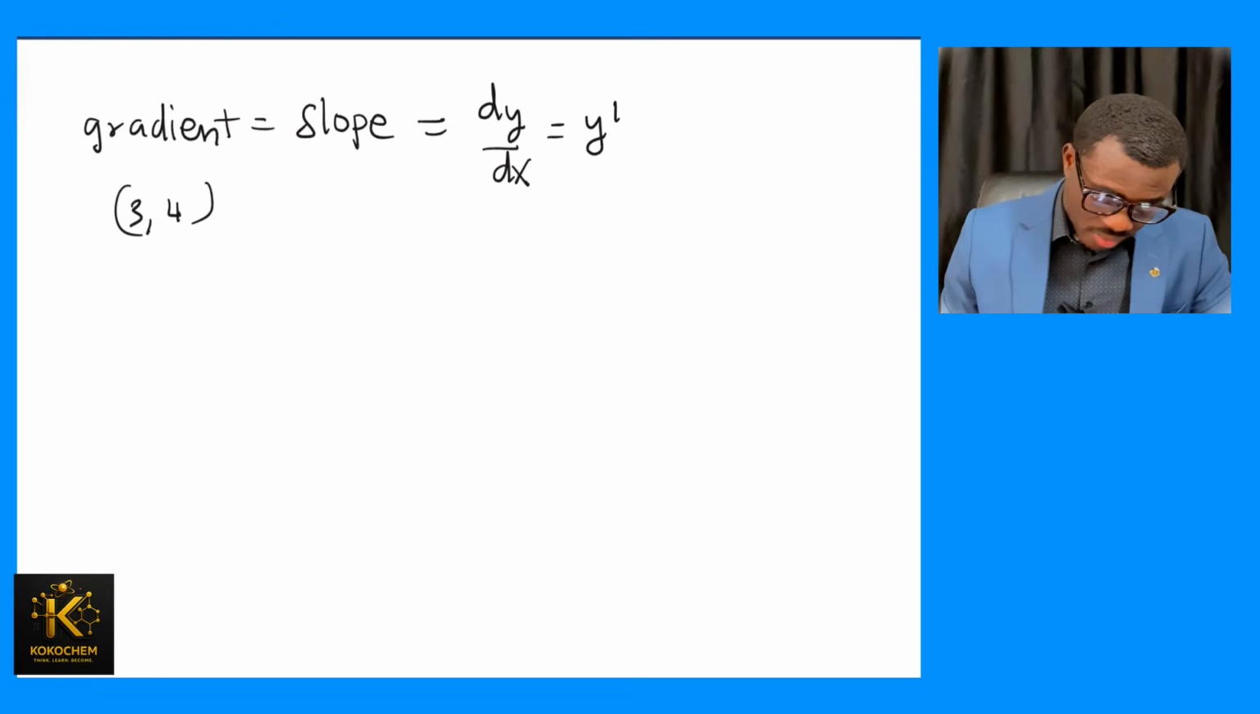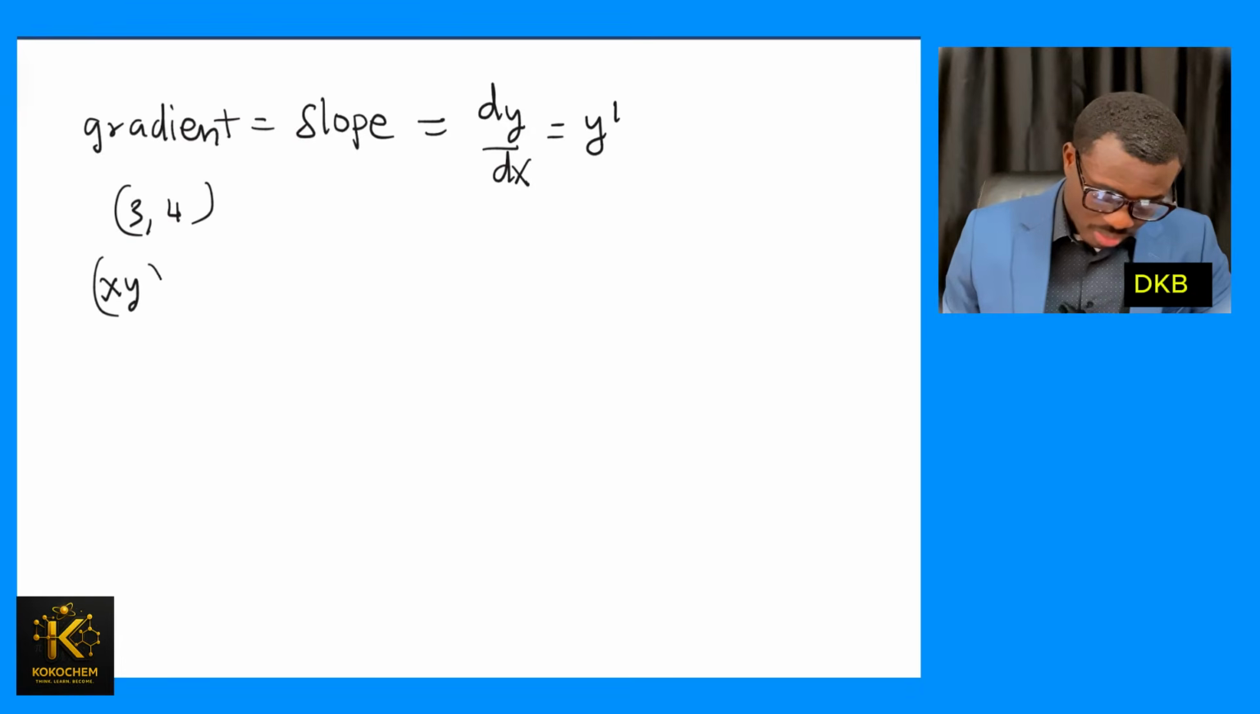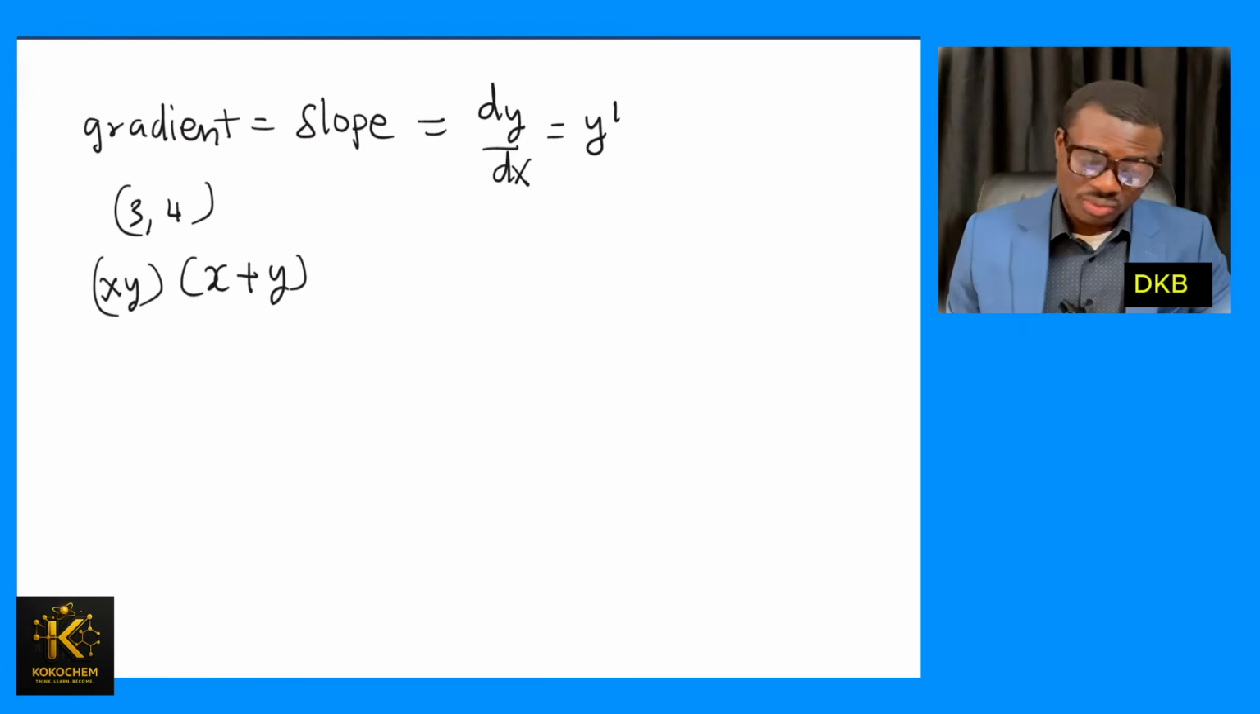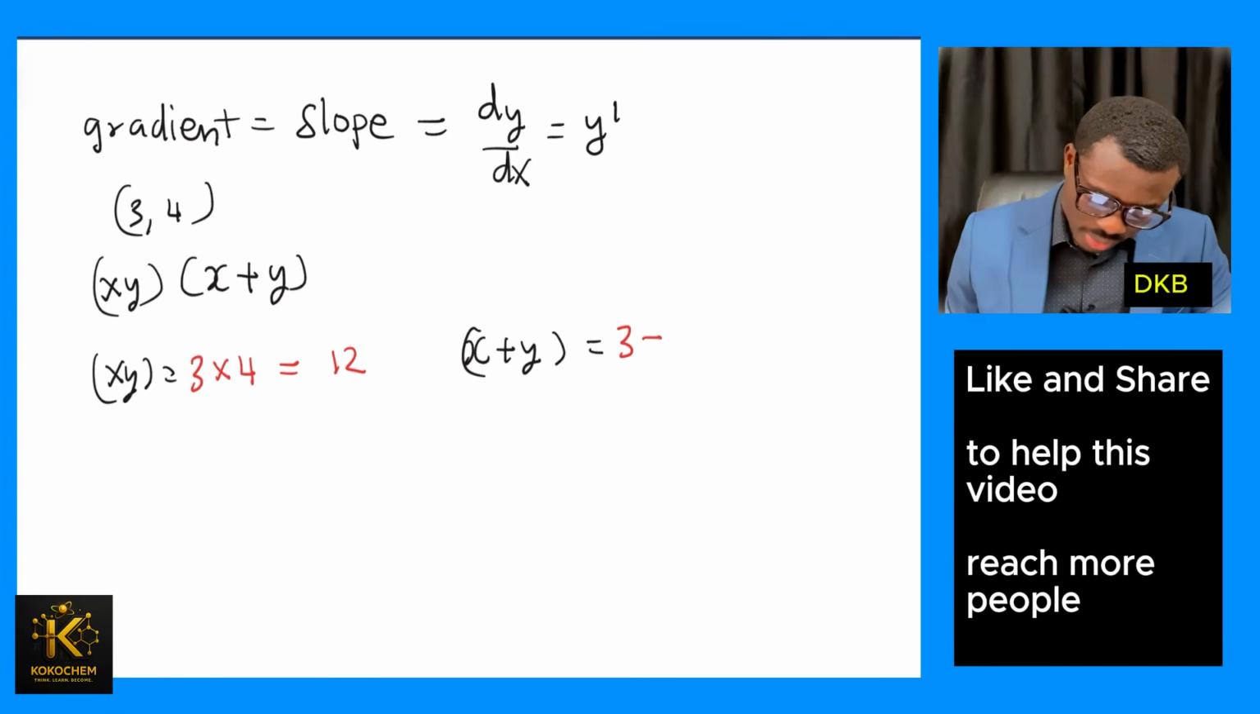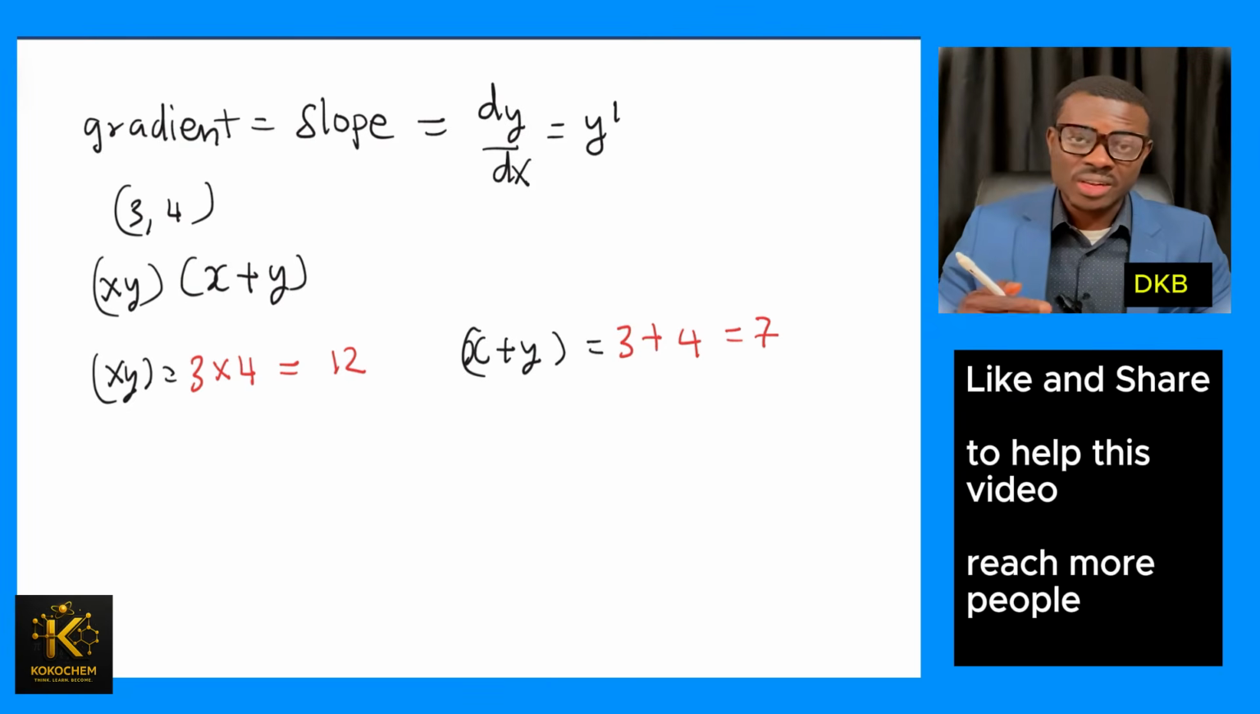They gave you xy multiplying the expression x plus y. We know that x is 3, y is 4. So xy simply means 3 times 4, which is equal to 12. And then x plus y will be equal to 3 plus 4, equal to 7. These are very key values that we will use later on. So you will quickly compute that at the back of your head, okay?